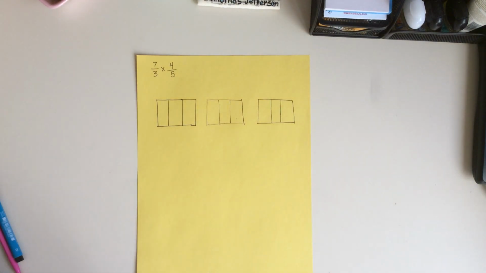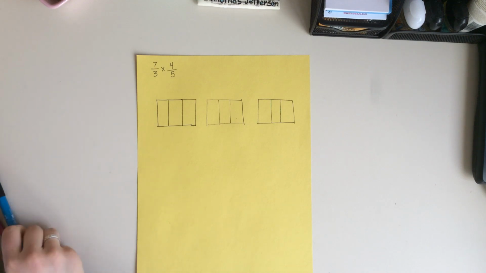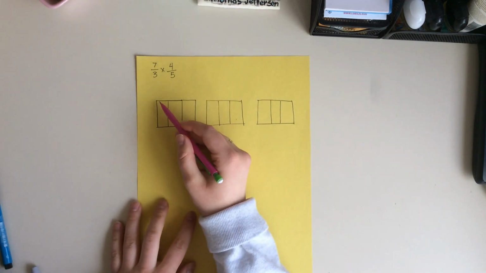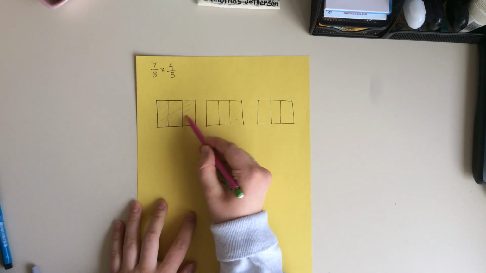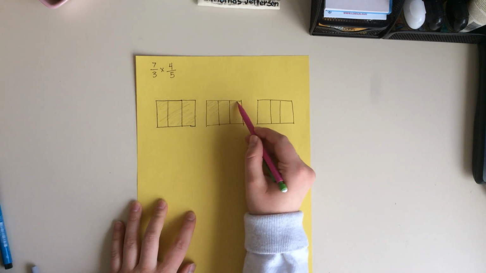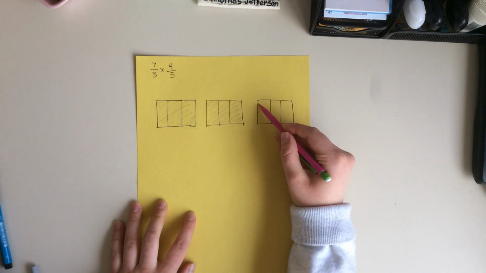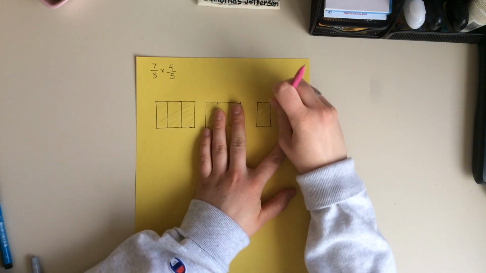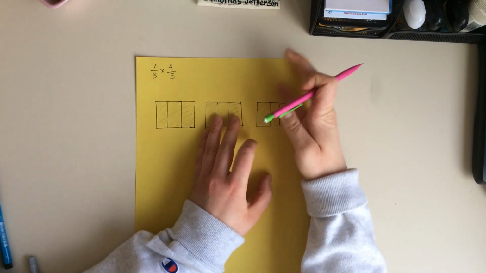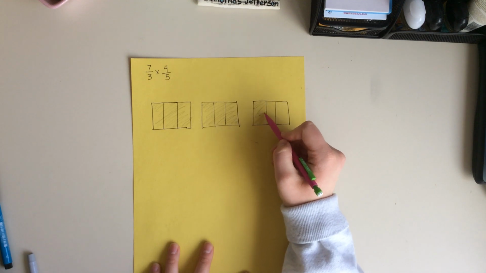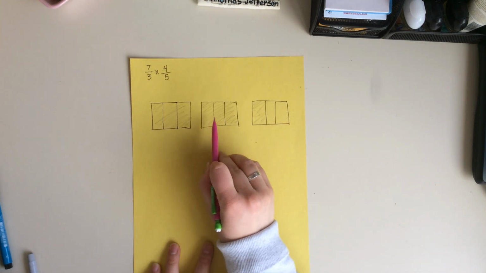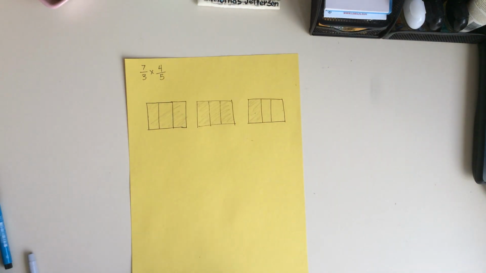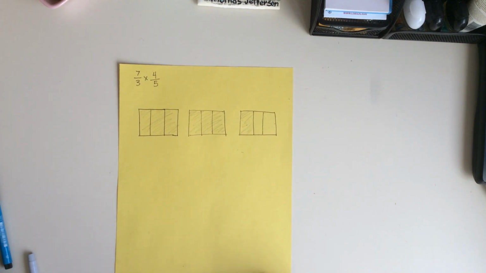And we can represent that 7/3 by shading in 7 of our pieces. Just fill in 1 in this last candy bar because we only need 1 more. So we have 1, 2, 3, 4, 5, 6, 7 pieces, 7/3 of our candy bar.